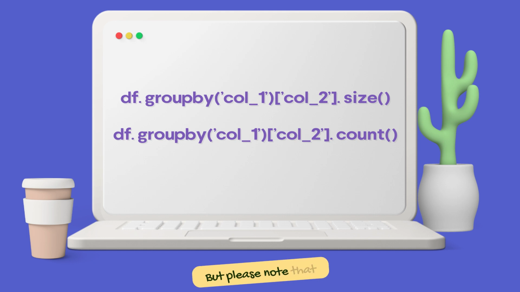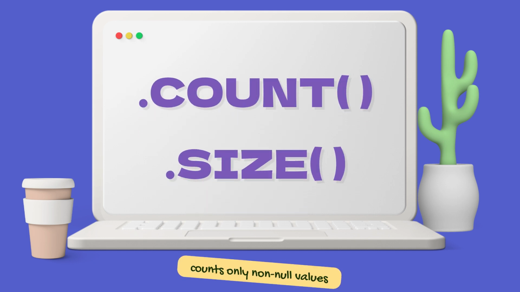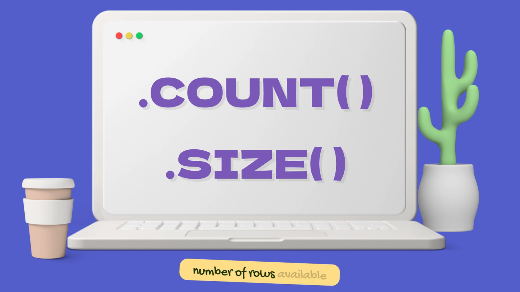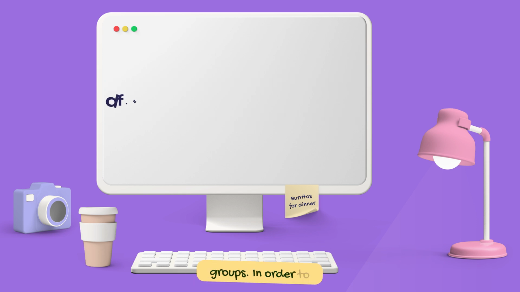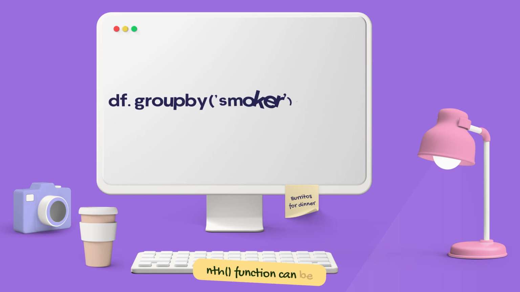But please note that the aggregate function count counts only non-null values from each column, whereas size simply returns the number of rows available in each group, irrespective of presence or absence of values. First and last functions return the first and last records after data is split into different groups. In order to extract a row at any other positions, you can use nth function. Nth function can also be used for the first and the last row.